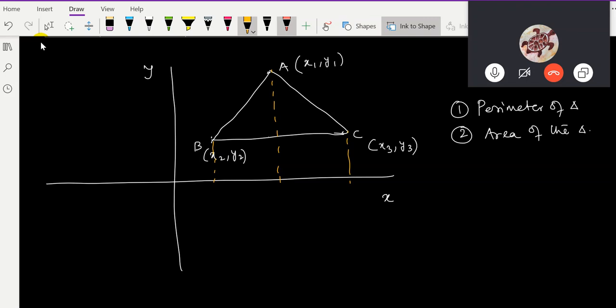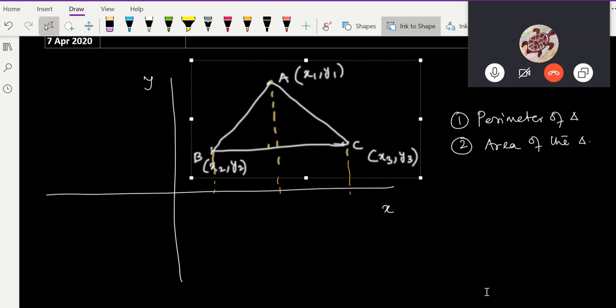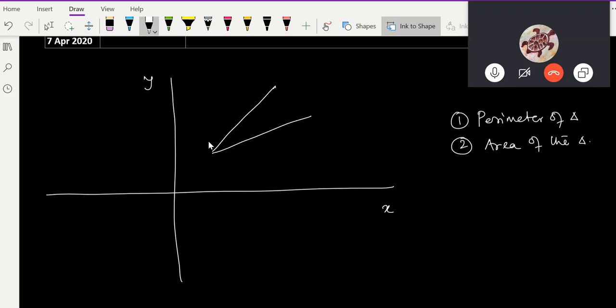No, I have not said this is a right angle. Let me just redraw this triangle, it's my fault. So the points are anywhere. So this is my triangle. So A is x1, y1, B is x2, y2, and C is x3, y3.